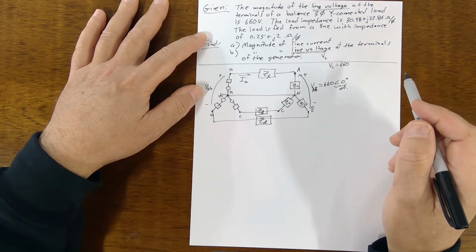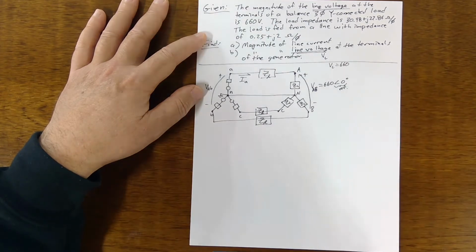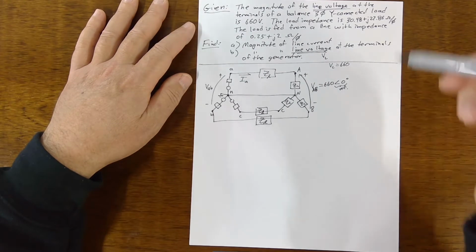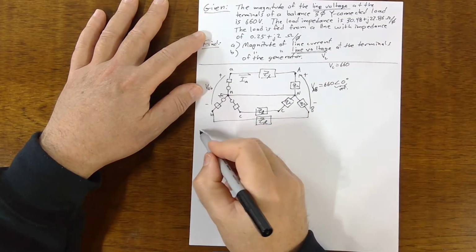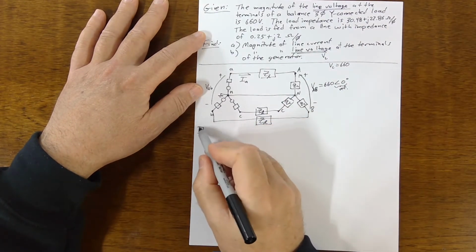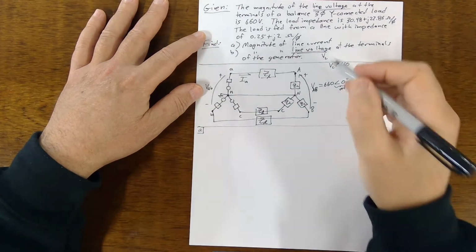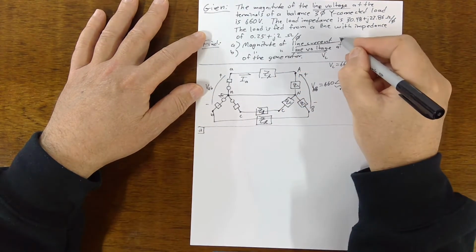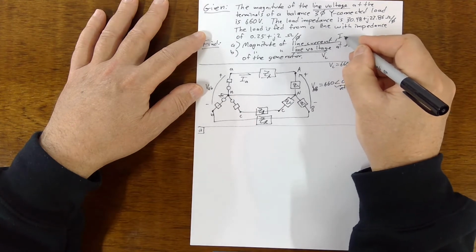So part A, the magnitude of the line current, which by the way is I phi.